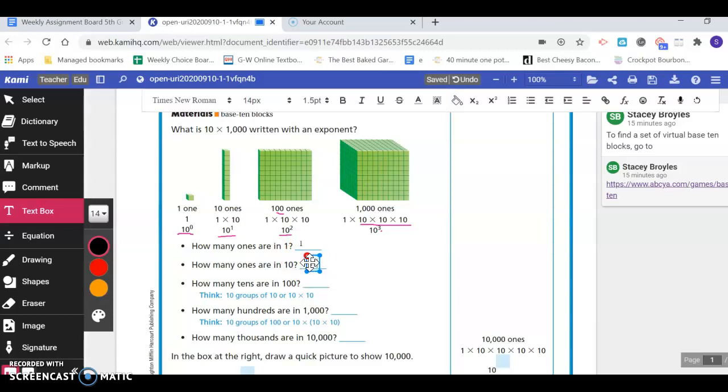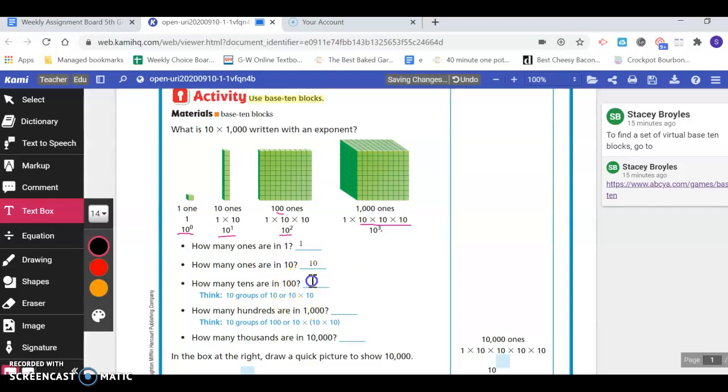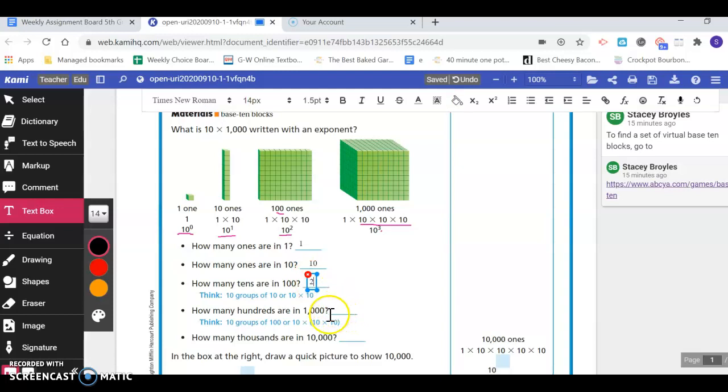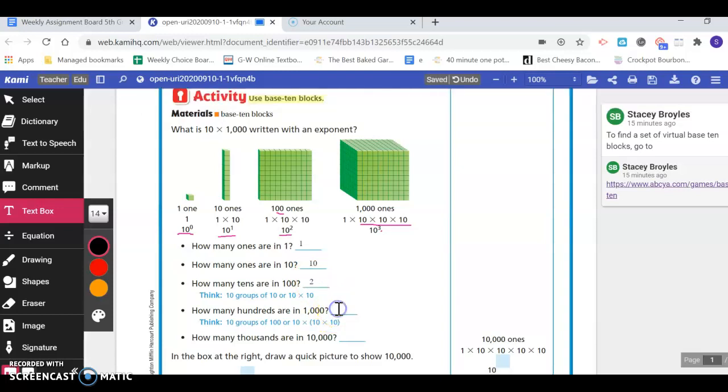How many ones are in 10? 10. Not 19, 10. How many tens are in 100? How many tens are in 100? That's 2. How many hundreds are in 1,000? How many hundreds?